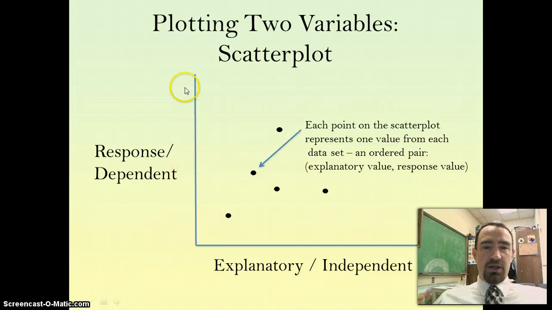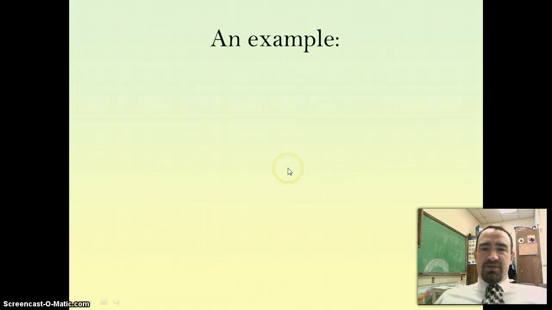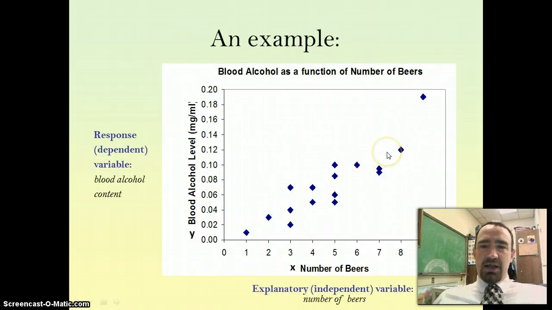Whatever you see along the y-axis is the response variable. So one person's explanatory score would be here along the x-axis, and their response variable would be here. An example of a scatter plot is blood alcohol as a function of the number of beers. Someone did a study where they asked individuals to drink a different number of beers, and then they measured their blood alcohol level, and here's a scatter plot of it.